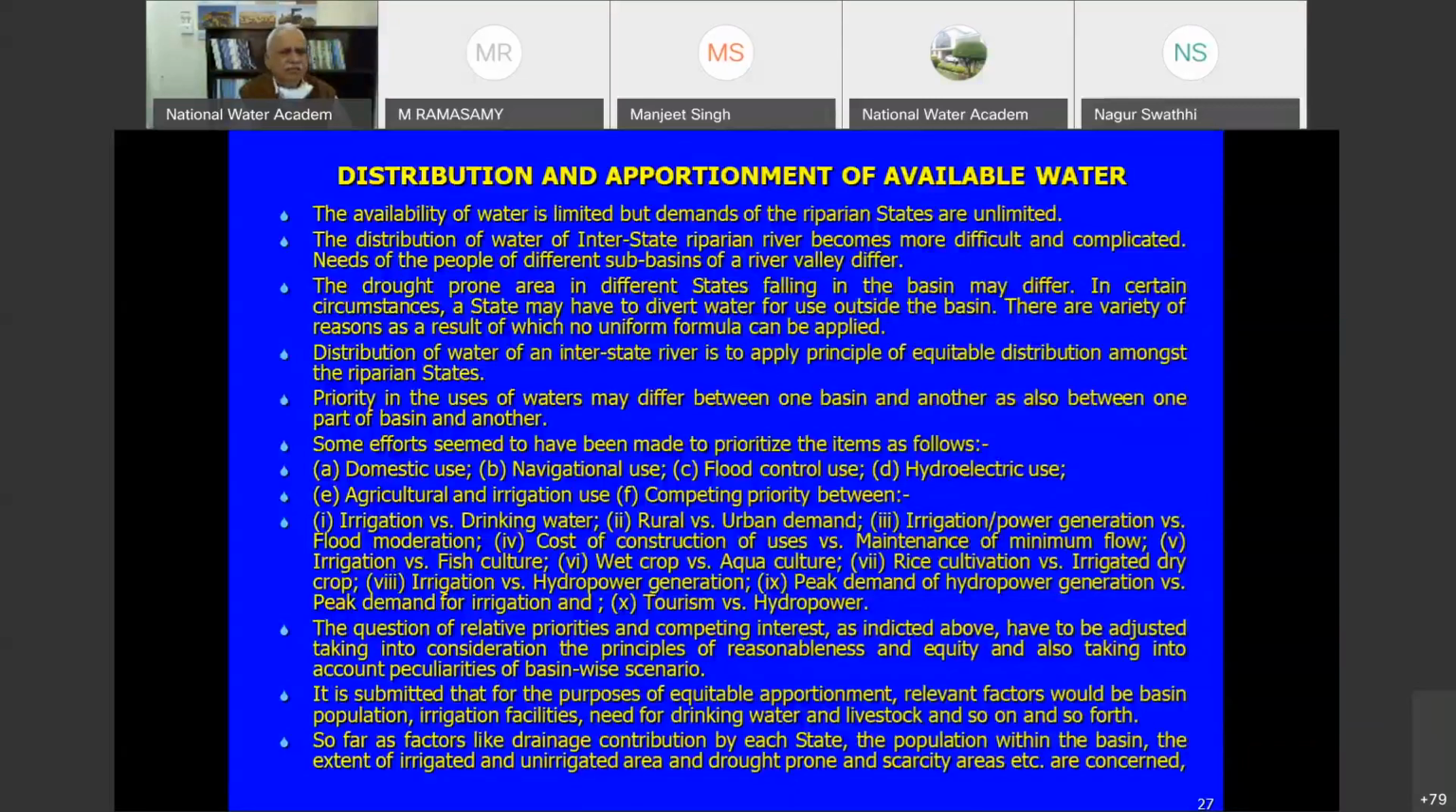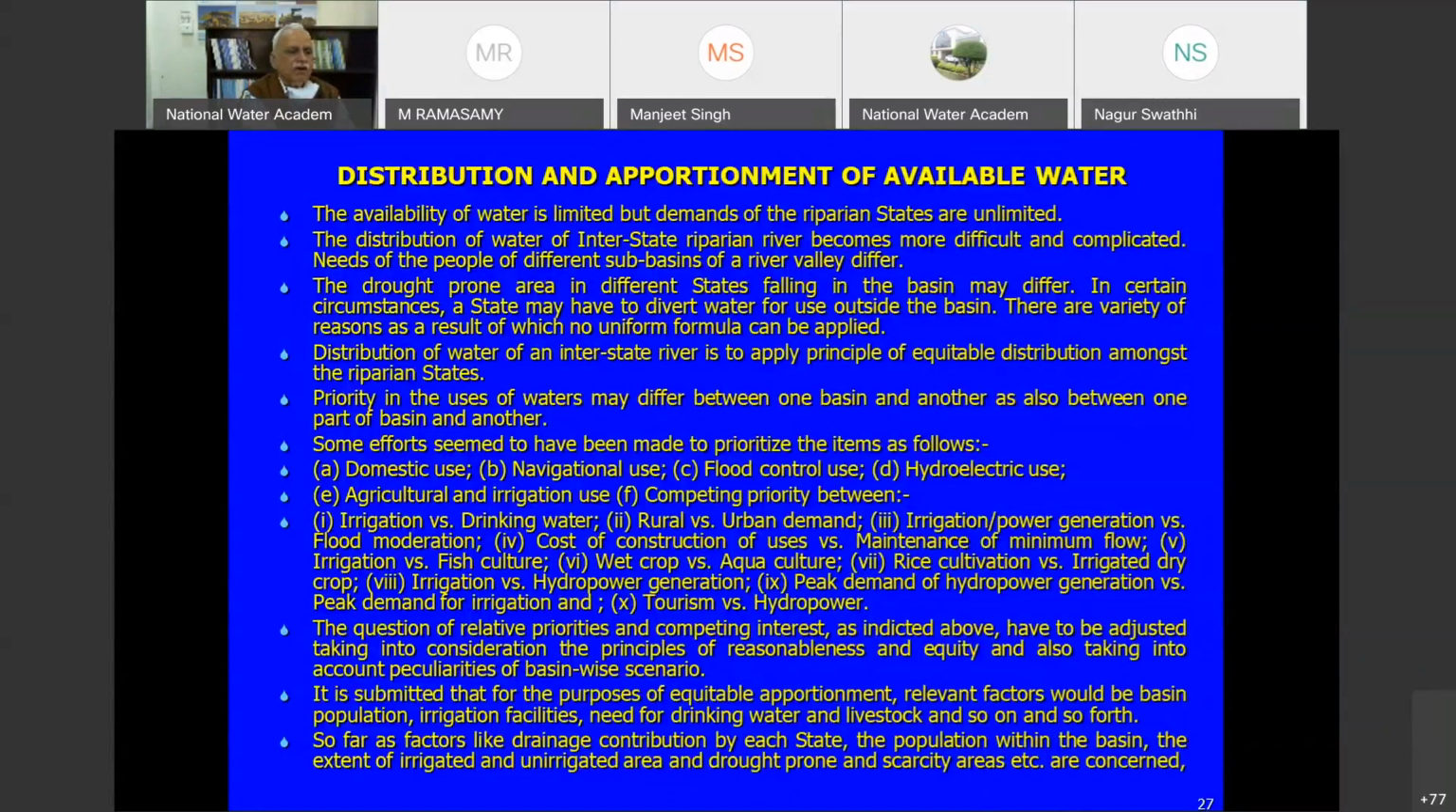So tribunal has observed that considering the demands of the states, the water availability in the Krishna River, even at average or 50% dependability, is much less than the demands of the three states put together. So this is one important observation of this honorable tribunal. They noted the distribution of water of interstate riparian river becomes more difficult and complicated. Needs of the people of different sub-basins of the river valley are different. The drought-prone area in different states falling in the basin is different. In circumstances, a state may have to divert water to use outside the basin because of their drought-prone areas. There are a variety of reasons as a result of which no uniform formula can be applied.